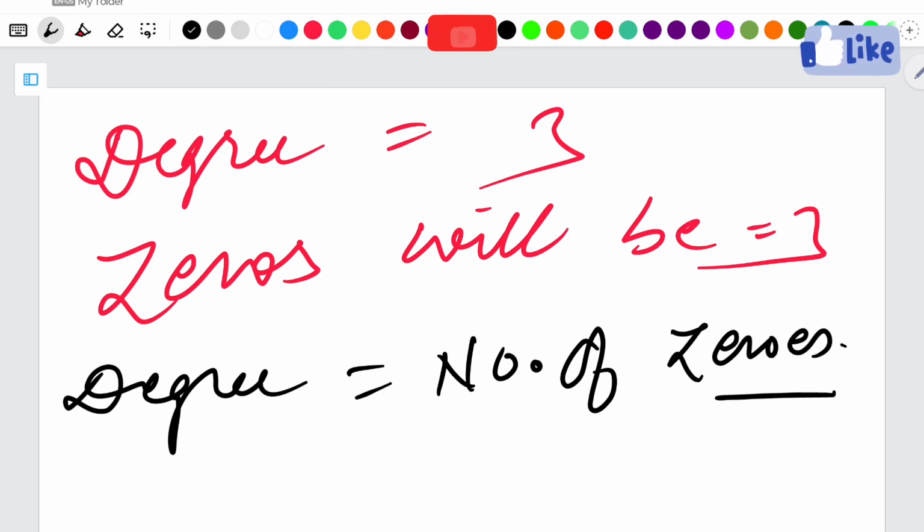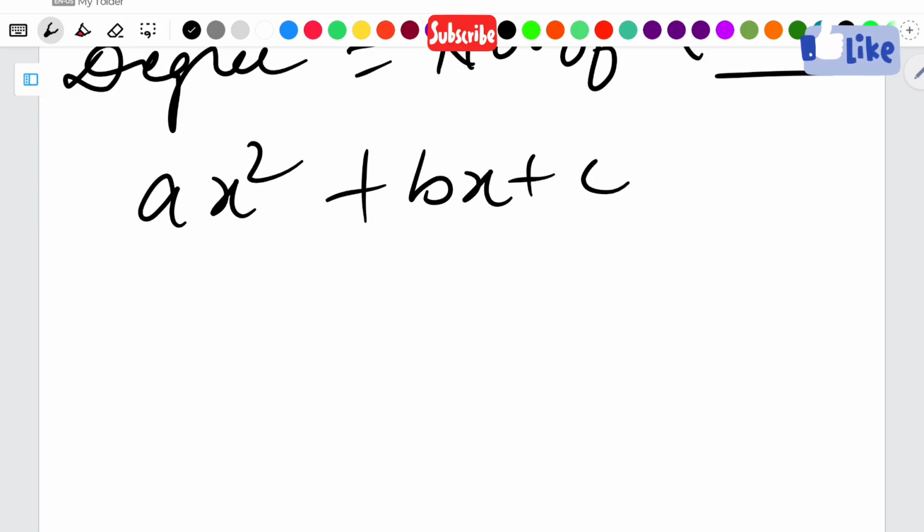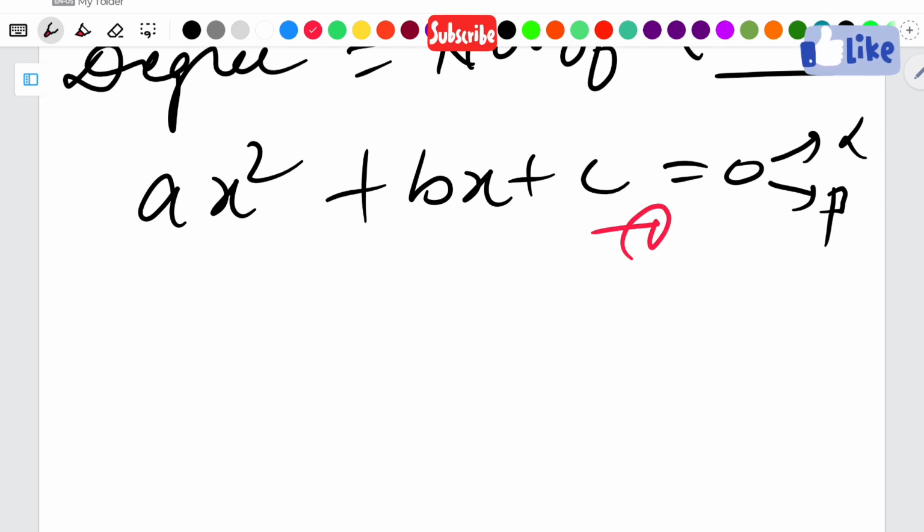Okay, now let us consider a quadratic equation of the form ax² + bx + c = 0, and since the degree is 2, that's why it's a quadratic equation, and degree 2 means there will be 2 zeros only. So let those zeros be alpha and beta. Now this is equation 1.